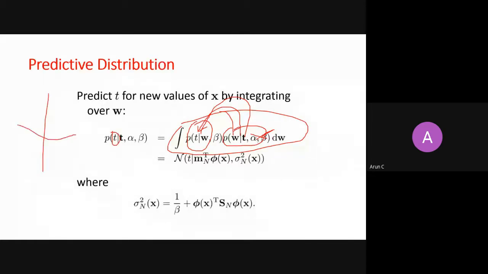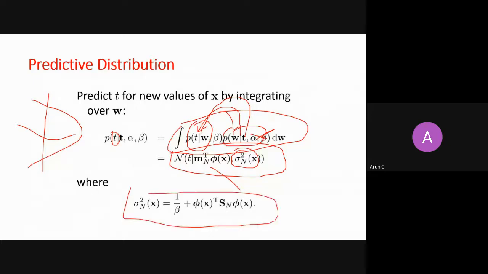And fortunately, this distribution is again a Gaussian distribution. This predictive distribution is a Gaussian distribution where my mean is m_N transpose phi(x), and the variance, sigma squared, is represented by this expression. Here m_N is nothing but the mean of the posterior distribution, right? The mean of the posterior distribution.